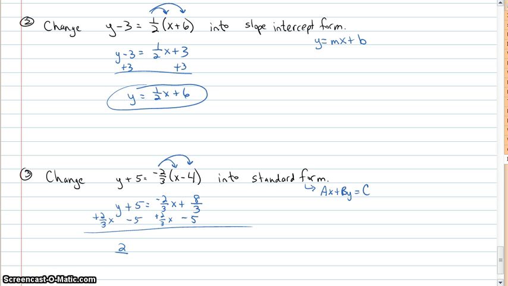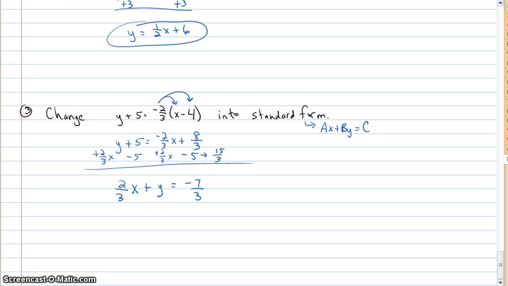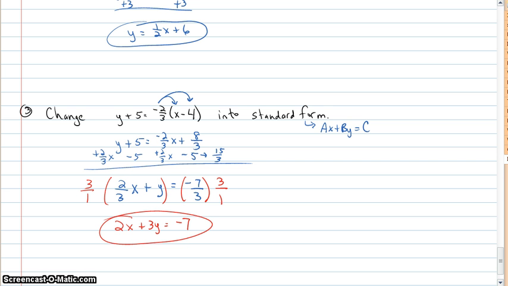I now have 2/3 x plus y equals 8/3 minus 5. Now in order to put these two together, I need a common denominator. So that will become a -7 over 3. And lastly, I need to deal with the fractions. There cannot be a fraction, so I need to multiply by 3, which is the common denominator, so that I get 2x plus 3y equals negative 7. And there it is in standard form.